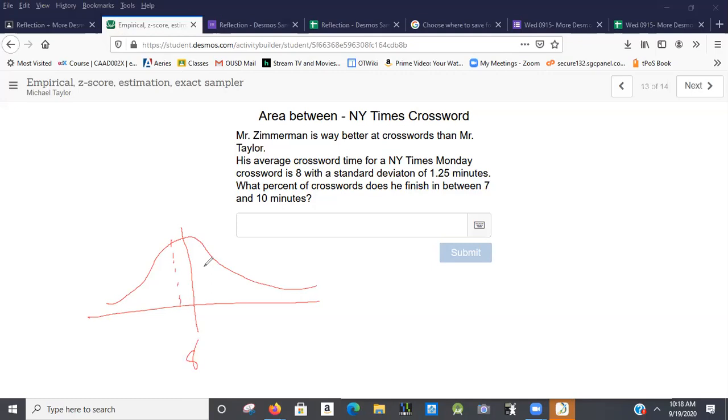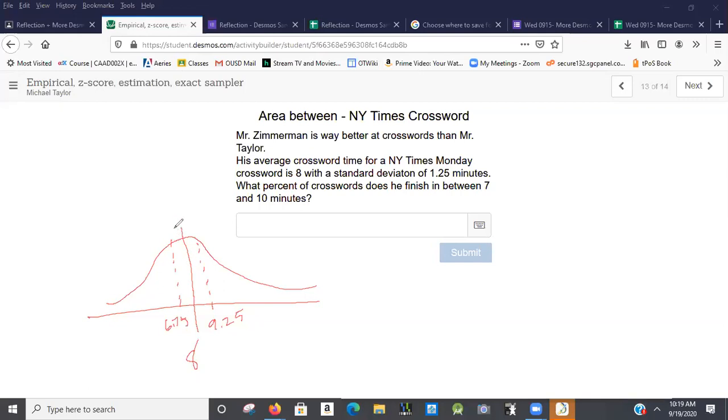He almost always gets an 8. Okay, 1.25 on each side, so 9.25 up, and what's that? 6.75 going down. 68% of the data is in there. That's probably not drawn wide enough. How much is between 7 and 10?